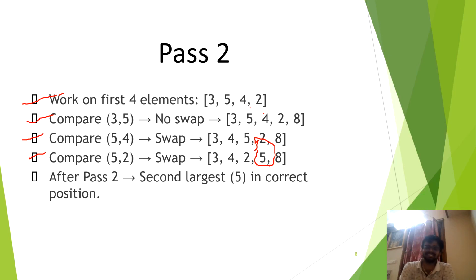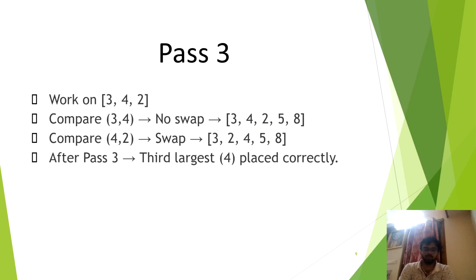Here it is clear, as I said, after pass 2, the second largest element 5 is in the correct position. So the fifth point is also clear. Basically, keep one simple thing in mind. When we come to bubble sort, in pass 1 the largest element goes to the last. In pass 2, the second largest element comes. In pass 3, like that. The same steps will be repeated again and again.